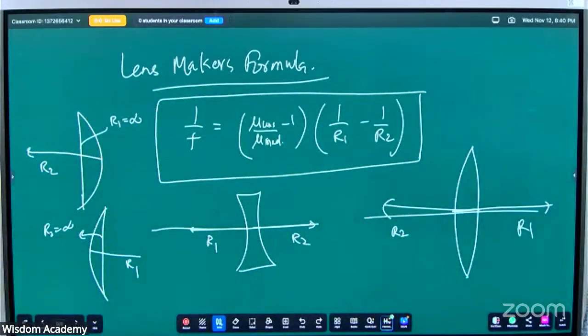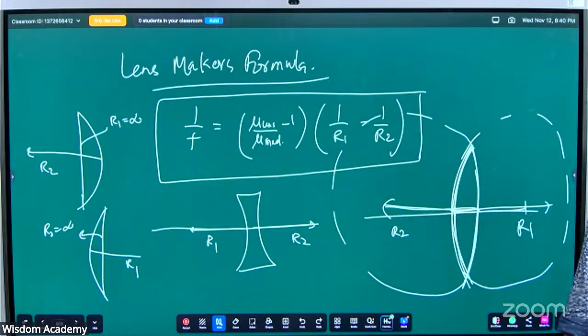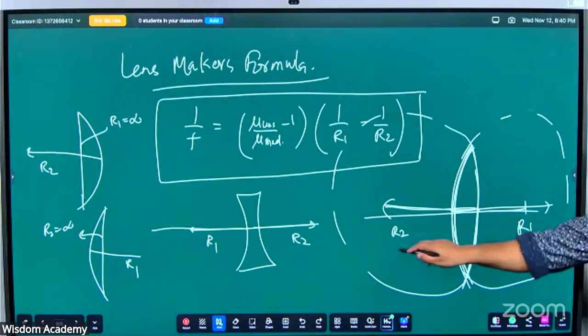Value you're saying or sign direction you're saying? See, man, what is the meaning of R1? This particular part of the lens has its own center this side. So it will be R1 this side. This side of the lens is having its center this side. Radius will be this side. So R1 positive, R2 negative.